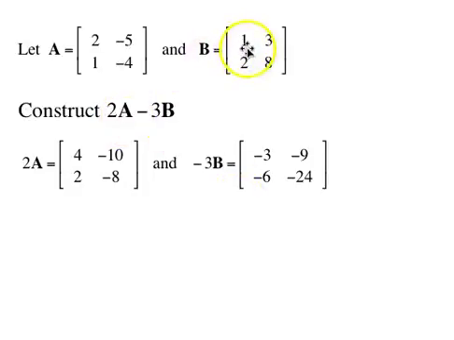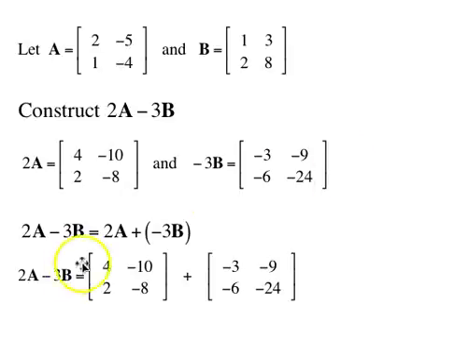So -3 times B: -3 times 1 is -3. -3 times 3 is -9. -3 times 2 is -6. And -3 times 8 is -24. Now to add these together, 4 plus -3 is 1, -10 plus -9 is -19, 2 plus -6 is -4, -8 plus -24 is -32. And that's what we do. We just add the coordinates in the same position, and we get our answer there of 1, -19, -4, -32.